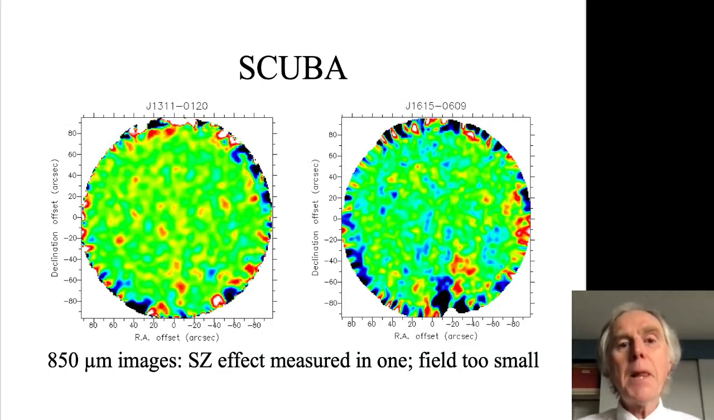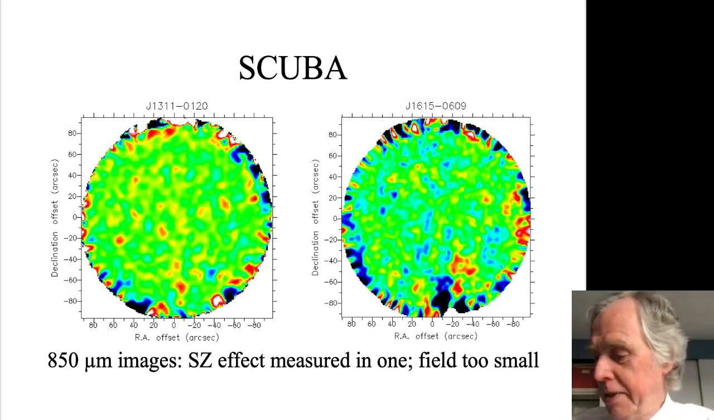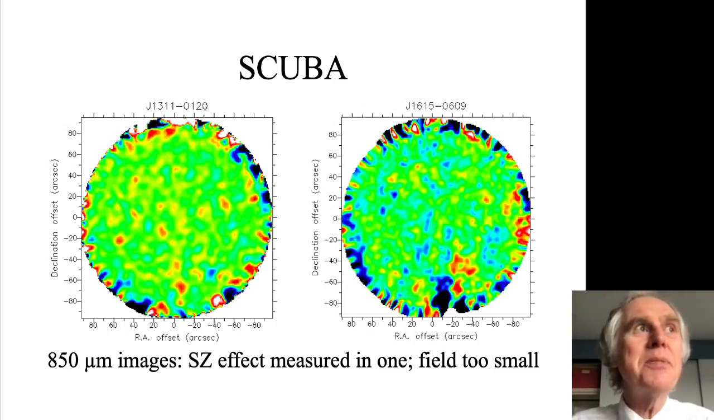Here's another example. These are some measurements I made using SCUBA on the JCMT in Hawaii. 2 clusters. The one on the left shows a faint SZ effect. The one on the right doesn't. You can't tell by eye. It's quite hard to see. The SZ effect at these wavelengths is a positive effect rather than a negative effect. So you always have to worry as to whether or not star-forming galaxies in the clusters are providing extra signal which is enhancing your SZ effect incorrectly.